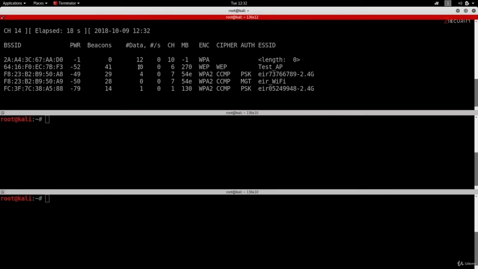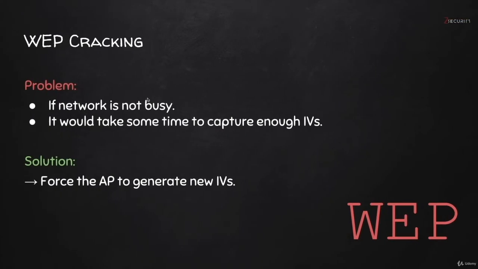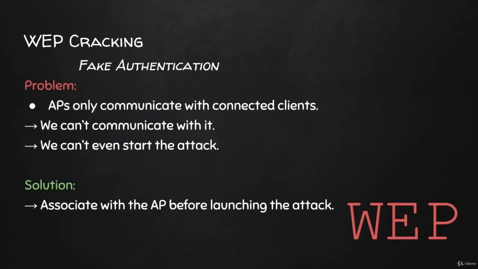Which means that I'm going to have to be waiting for hours before I can crack this network. So a solution to this is to force the AP to generate new packets with new IVs. Now, before doing this, we need to associate with this network. What I mean by associate is we need to tell this network that we want to communicate with it, because by default, access points ignore any requests they get unless the device has connected to this network or associated with it. So don't get this mixed up with connecting.